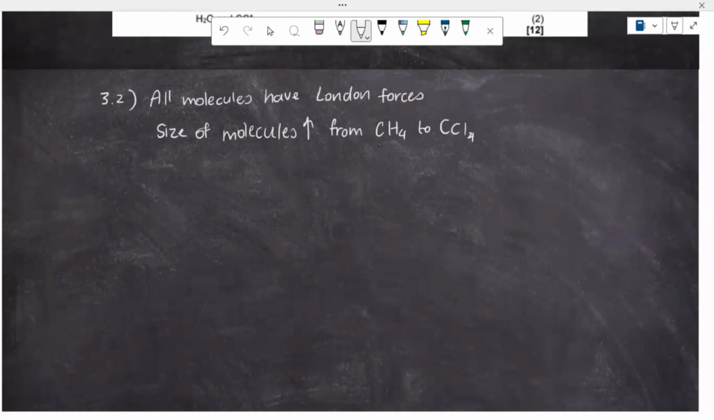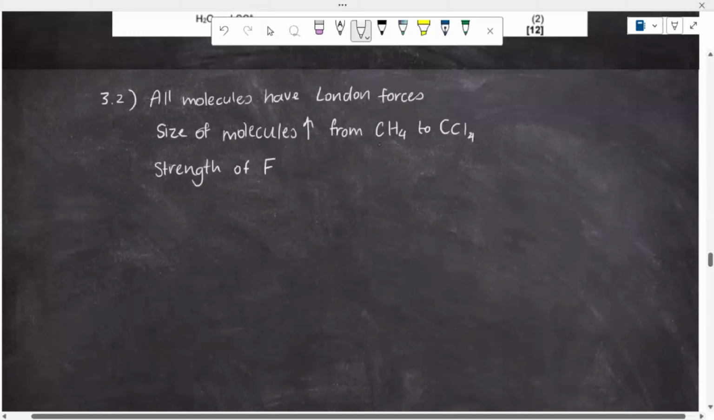So we say the strength, I'm writing shorthand. Obviously, you guys need to write full words. You can't draw an arrow. But the strength of forces, right, will increase as the size of molecules also increases.